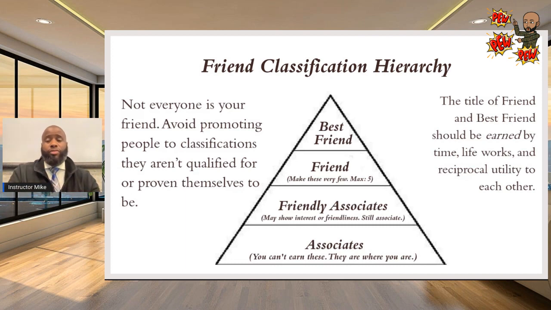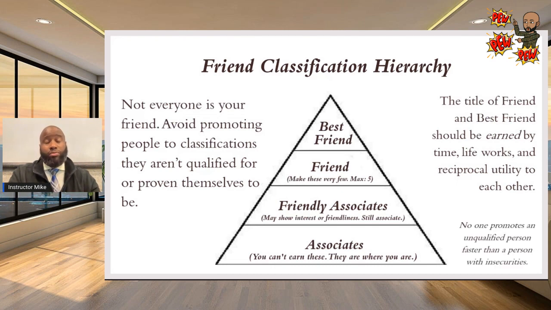Read that again. The title of friend and best friend should be earned by time, life works, and reciprocal utility to each other. You are not the problem. The problem is the problem. So let's dive into it. Here we go.